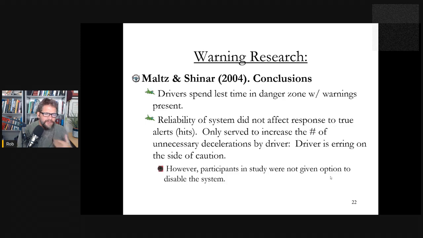If I work for Ford and I design a warning system that's giving you lots of false alarms and bothering you, if you have the option, maybe you're going to either shut it off or go somewhere else. So having these drivers be super cautious because you keep giving false alarms sounds good in theory, but not in practice. I don't think it would be a good thing.